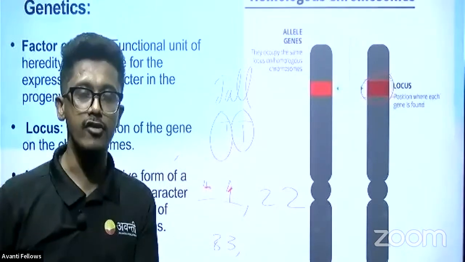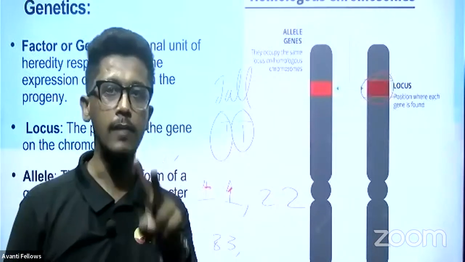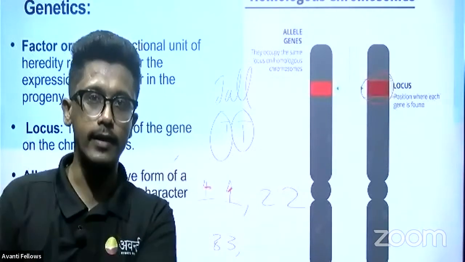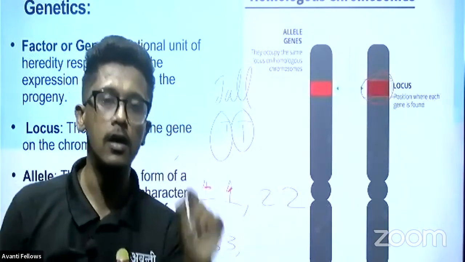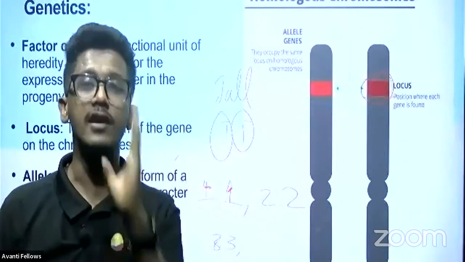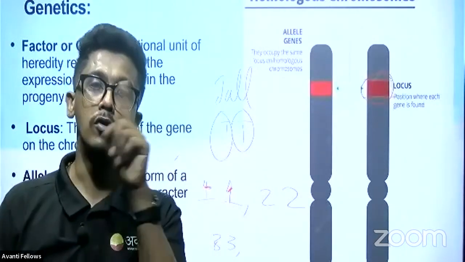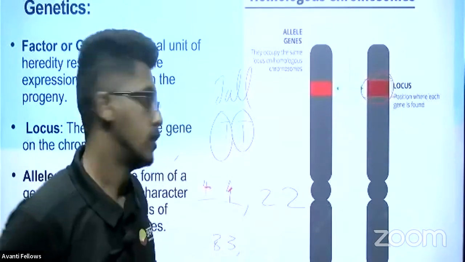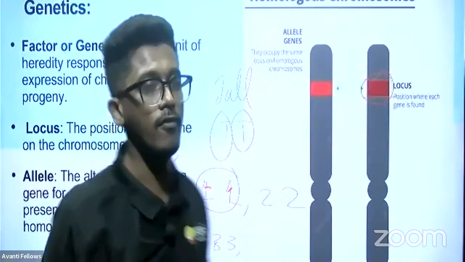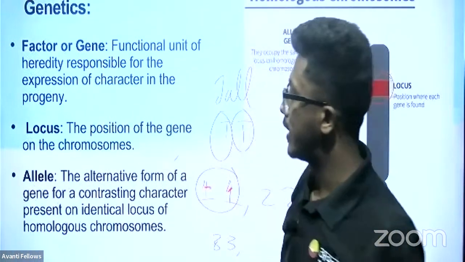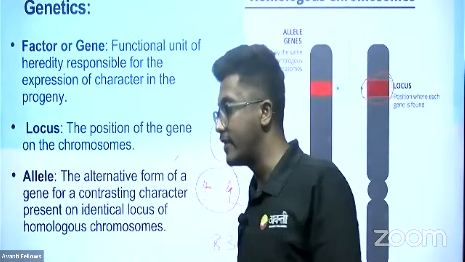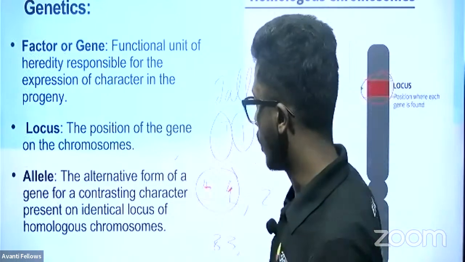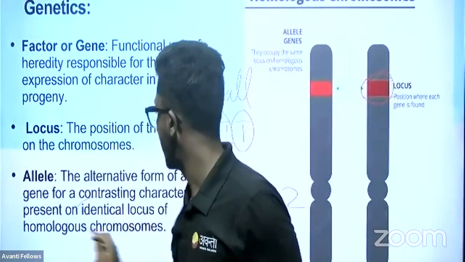In a diploid condition, the chromosomes are double: 1, 1, 2, 2. Homologous pairs are like double. So if I have a gene coding for a particular character on chromosome 1, it is also present in the homologous pair. That is why we represent genes in the form of alleles, to understand whether they are contrasting characteristics or similar characteristics. But they are present on the identical locus.